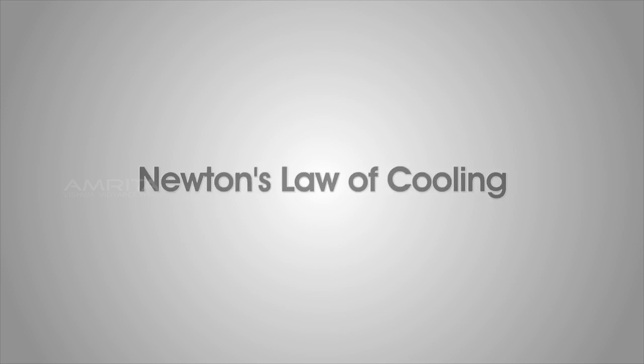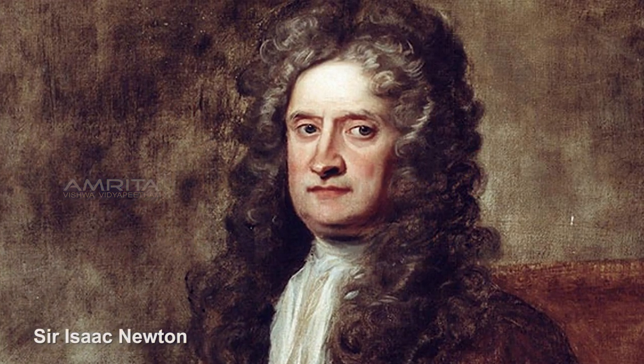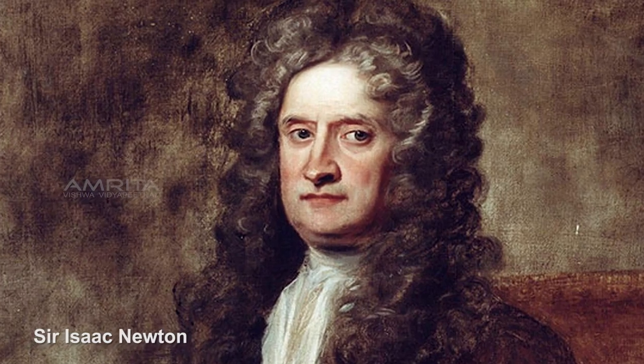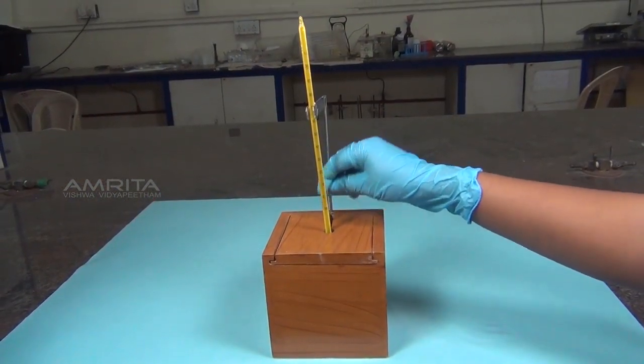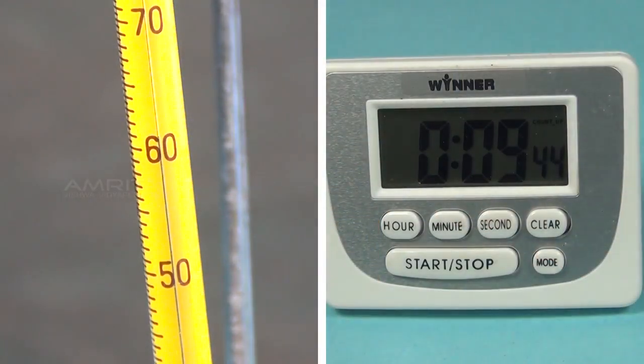Law of cooling. The temperature difference in any situation results from energy flow into the system or energy flow from the system to the surroundings. Newton's law of cooling explains how the temperature of a body relates to its time of cooling. It is named after the famous physicist Sir Isaac Newton. Now, let's study the relationship between temperature of a body and time as it cools by radiating heat.